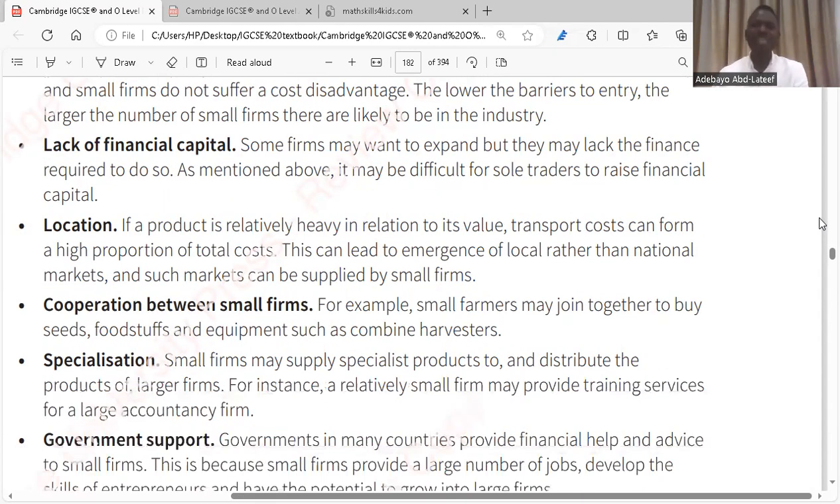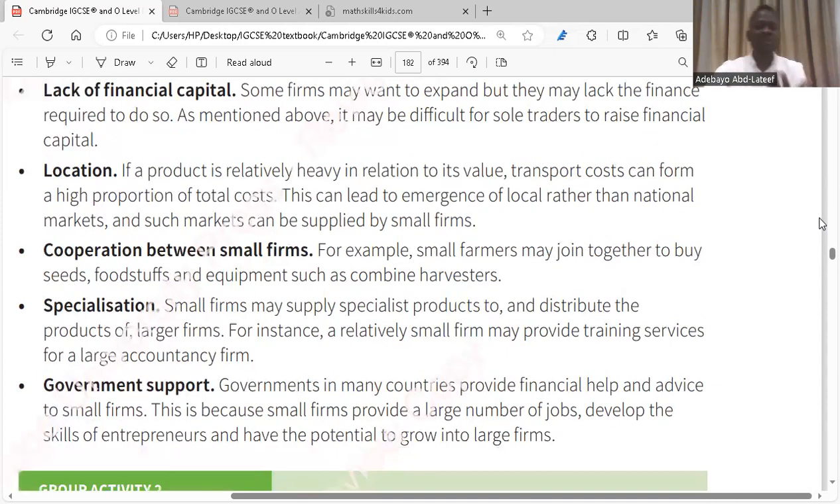Location. Where the business is set up might also determine how big or small they can become. If the location for businesses that produce heavy material or heavy products is far away from their customers, it will increase their cost of transportation. So it means that local businesses have to set up within that location so that they can deliver the product. Those local businesses that are setting up will remain small because they are not the main producer, they only deliver. Clear?